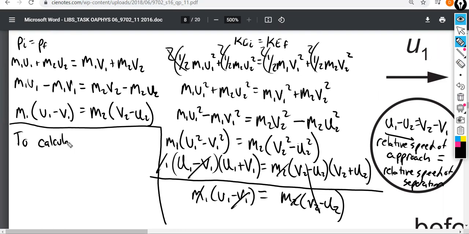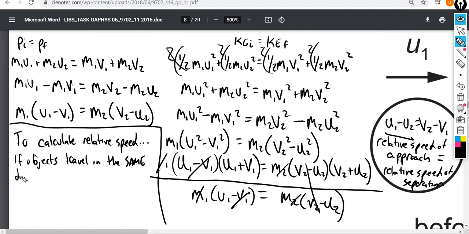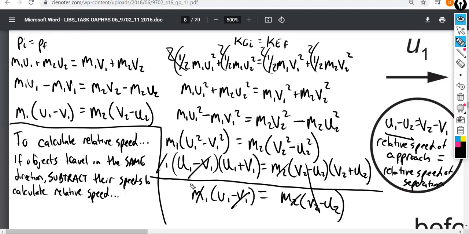To calculate relative speed, if objects travel in the same direction, subtract their speeds to calculate relative speed. And you know, there's two types of people in the world. Those that can extrapolate from incomplete information. Okay, so get the rest of that note down. If the objects travel in the same direction, subtract their speed to calculate relative speed.